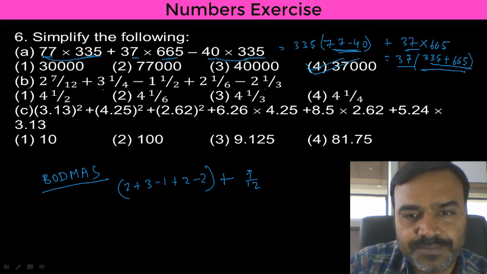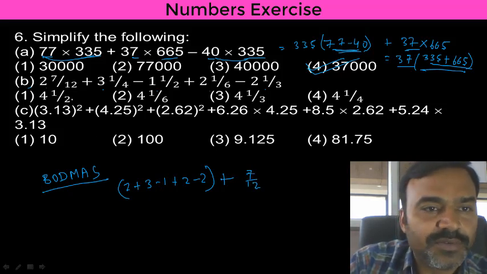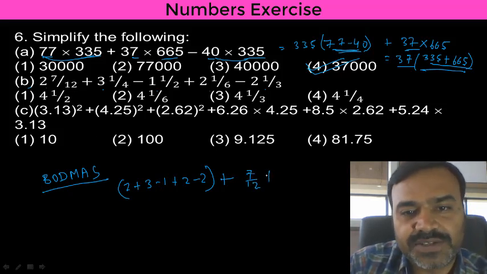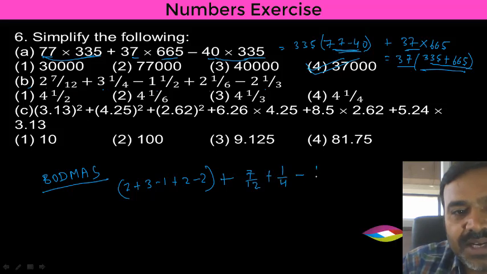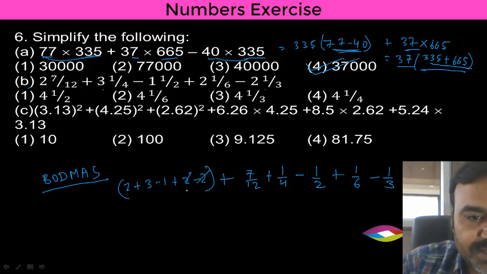So 7 by 12 from the first one. Second one it will be plus 1 by 4. Third one will be minus 1 by 2. Fourth one plus 1 by 6. And last one minus 1 by 3. So here 2 and 2 are cancelled. 2 plus 3, 5 minus 1, that is 4. So every option has 4 as the integer part.